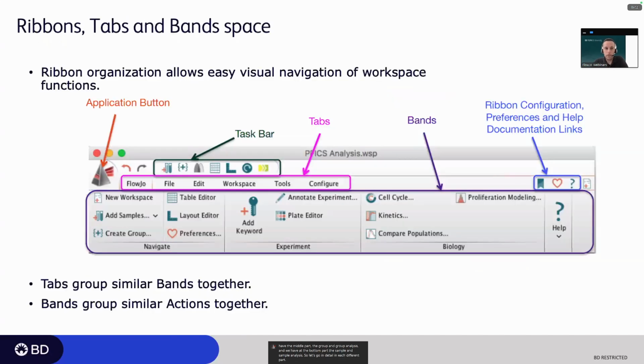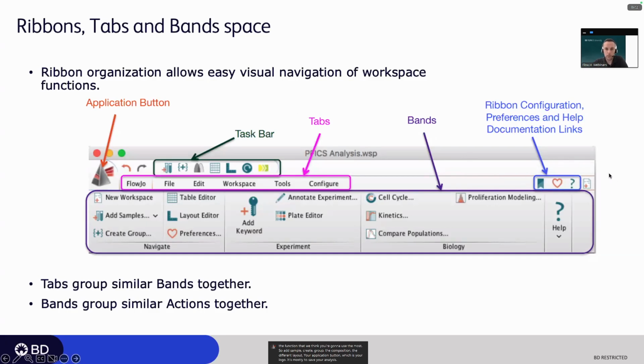So the ribbon, tab, and band. Every time you click on the tab, the band is changing. Band, group, action, they are similar to each other. So we have all the navigate options here, all the experiment options, all the biology options. On top of that, we have the taskbar. The taskbar is the function that we think you're going to use the most. So add sample, create group, the composition, the different layout. Your application button, which is your Flojo logo, is mostly to save your analysis.